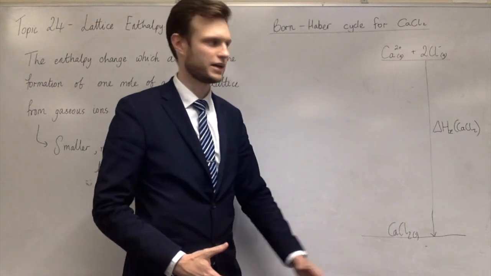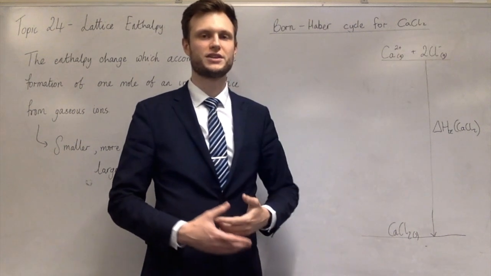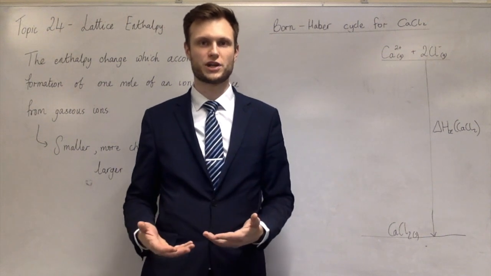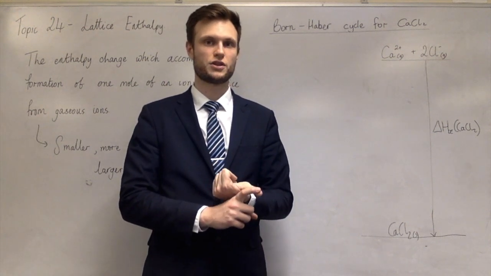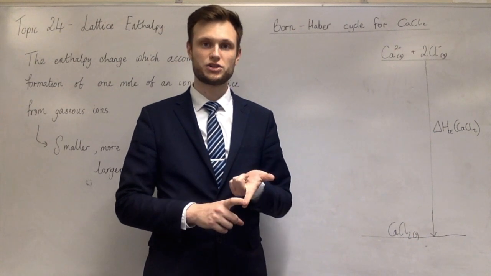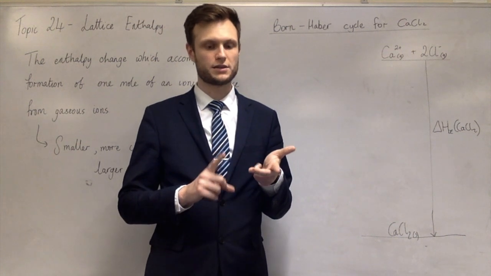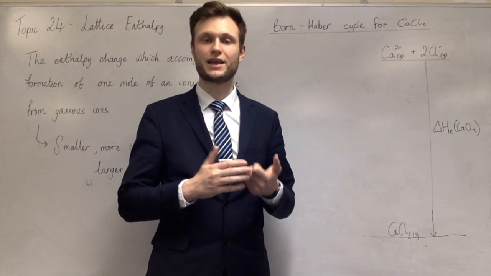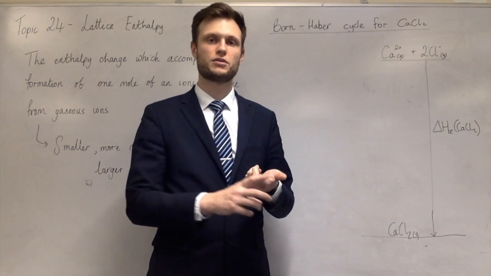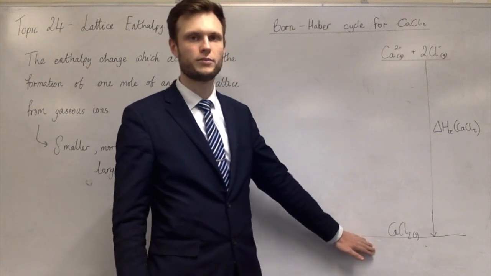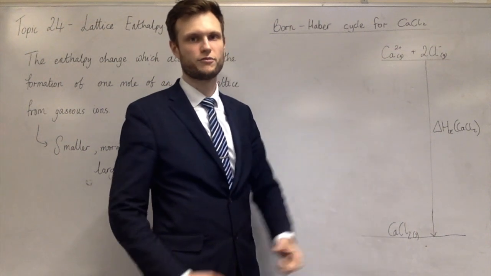A Born-Haber cycle is essentially a glorified Hess's law diagram where instead of going straight from one to the other, we have to find a different route. To do that, we need to use some other enthalpy changes, some of which you've come across before, some of which you haven't. We're going to use enthalpy changes of formation, so you should know the definition for those, enthalpy changes of ionization, so ionization energies, and enthalpy changes for electron affinity. The one you don't know already is enthalpy change of atomization. Enthalpy change of atomization is the enthalpy change which makes one mole of gaseous atoms. We're going to combine all of those different enthalpy changes to get from the solid ionic lattice to the gaseous ions in a different way other than going via the lattice enthalpy.